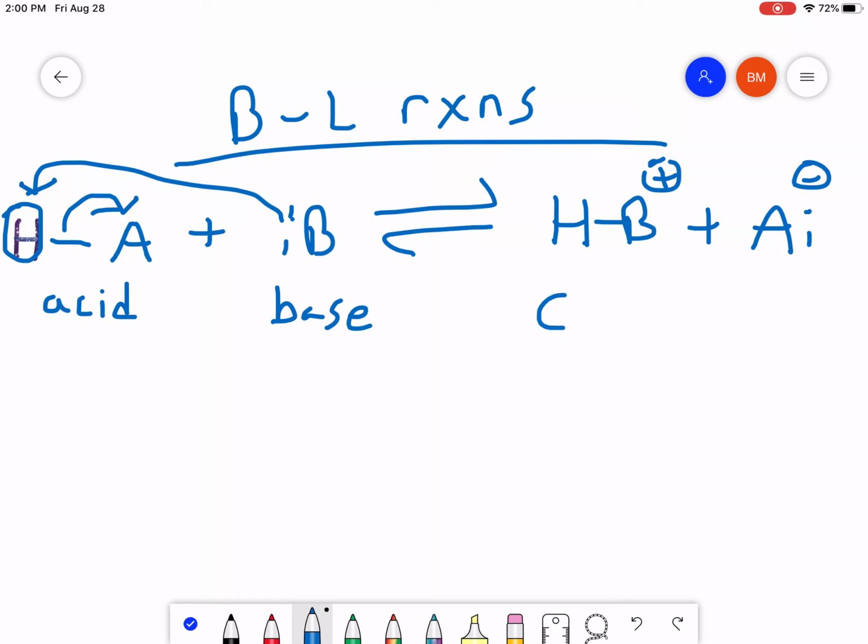Okay? HB is what is left of the base after it accepts a proton. That's called a conjugate acid. I'm going to abbreviate that as CA. The leftover after the original acid gives up its proton, and it's A minus in this situation, that's going to be your conjugate base.